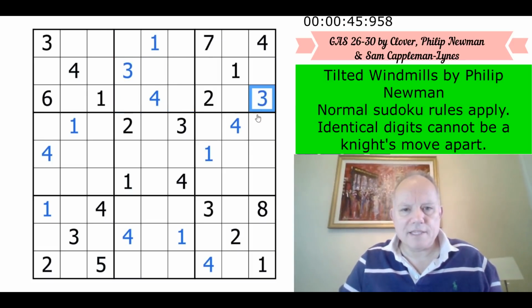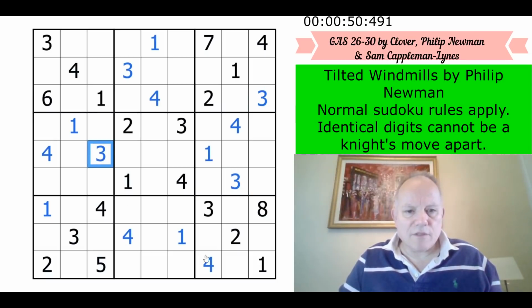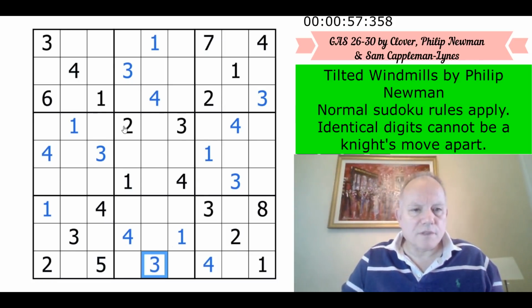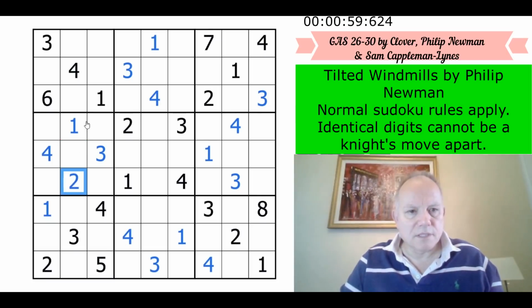So we can place that, and that, and that. Oh, this is lovely. It is just working, basically. What else do we get a lot of? 2s. So that 2 sees those 2 cells.